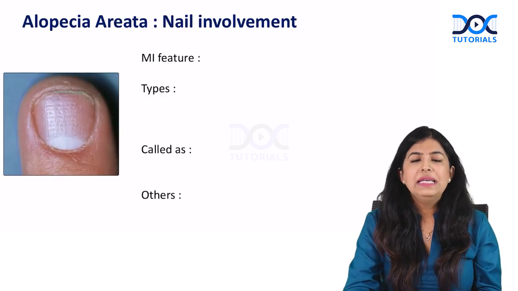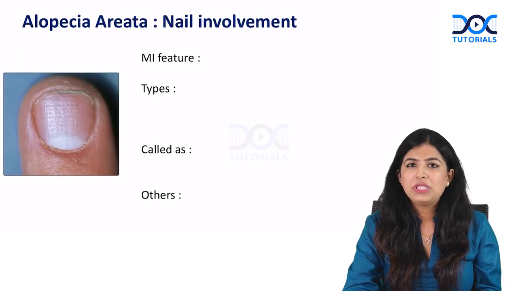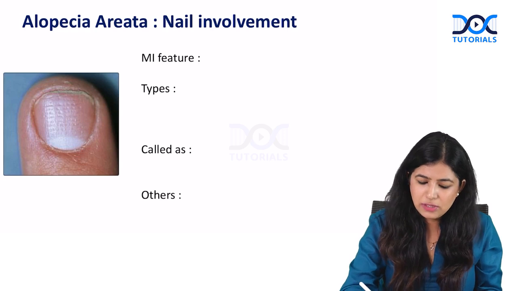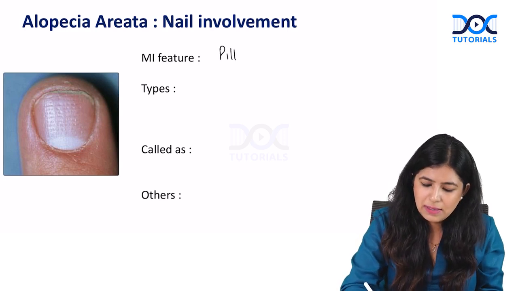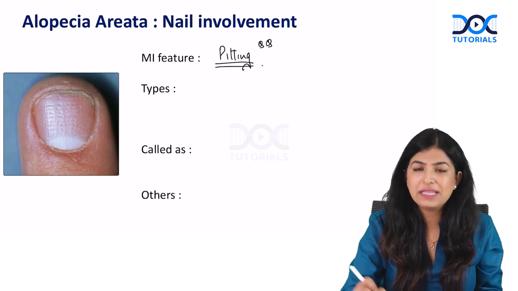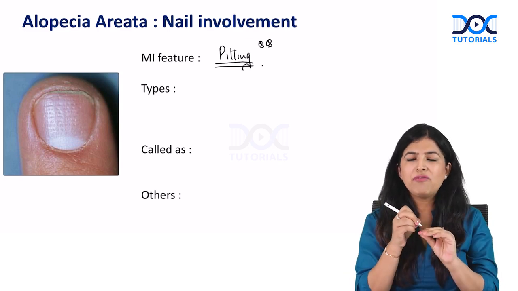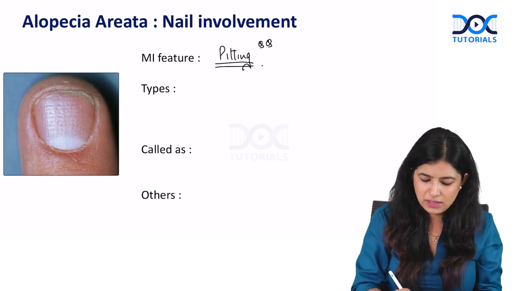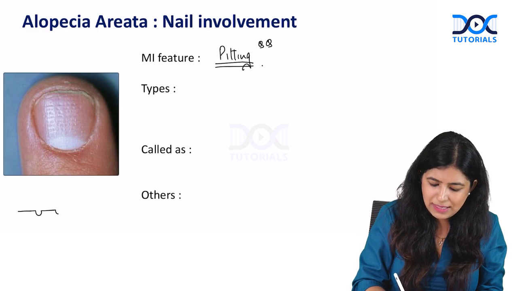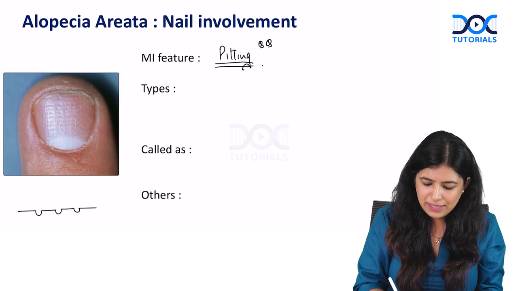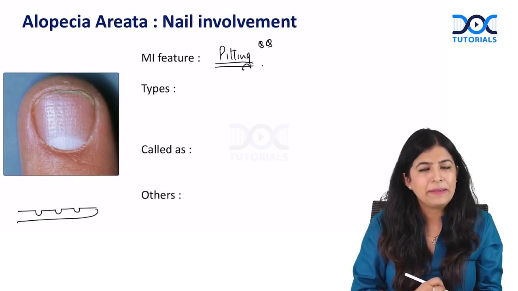Now, in a lot of patients with alopecia areata, there are also nail changes. So what is the most important nail change that you see? You see pitting. So the most important nail change that you see in alopecia areata is pitting, which is crateriform depressions on the nail plate. So when you see from the side, there are small depressions on the nail plate. This is called pitting.